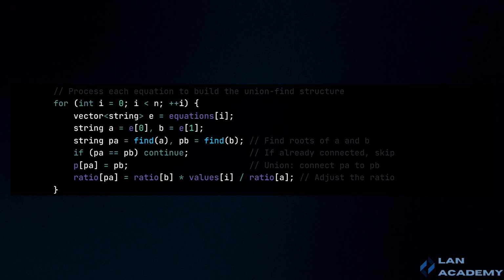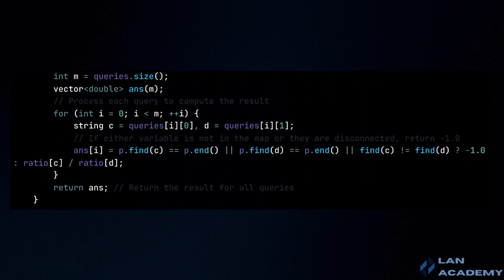After processing all the equations, we move on to answering the queries. For each query, we check if both variables are present in the P map and if they belong to the same set. The presence check ensures that we only process queries involving variables we have seen in the equations. If both conditions are met, we calculate the ratio using the ratio map. If either condition is not met, the answer for that query is -1.0. This systematic approach ensures that we accurately determine the ratio between the variables when possible and correctly handle cases where the ratio cannot be determined.